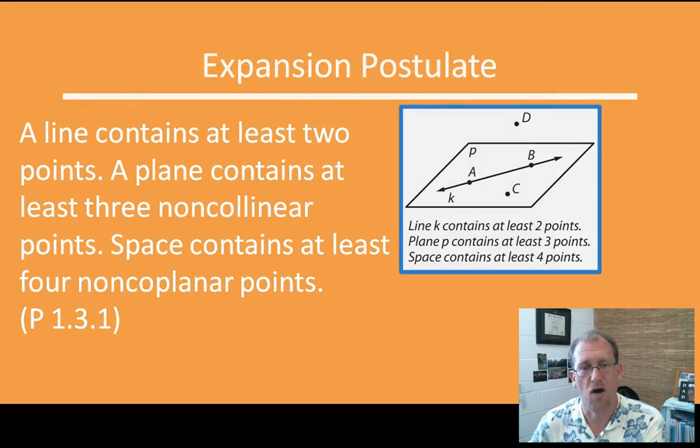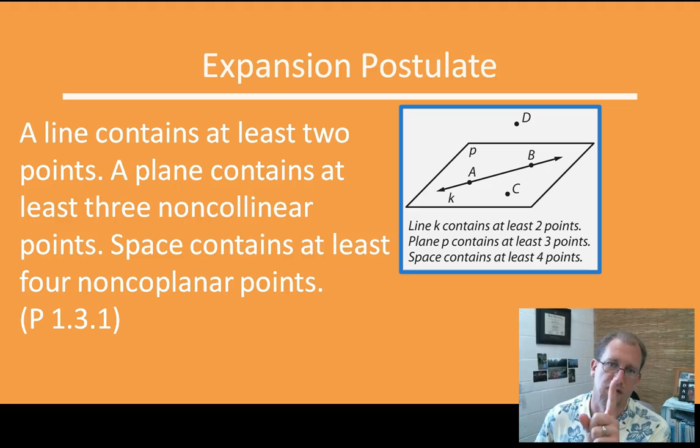Alrighty. So let's talk about a postulate that you will use all the time. This is like the most important one out there. It's called the expansion postulate, and it helps you understand the difference between a point, a line, and a plane based on the number of locations that's required to describe it. So a line contains at least two points. Of course, a point is itself, right? So if you have one location, you can define a point. If you have two locations, you can define a line because the line can connect those two points.